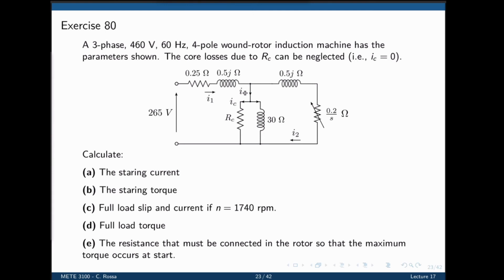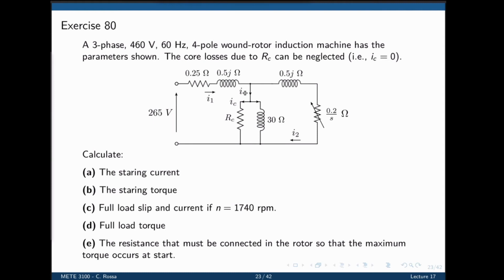What changes when the rotor is at standstill, to calculate the starting current? Where does that information go in the circuit? Is it S equals 1? Exactly, that's S equals 1. When the rotor starts, the speed of the rotor is 0, so the slip factor is 1. We can replace S equals 1 and solve for the input current to the rotor.